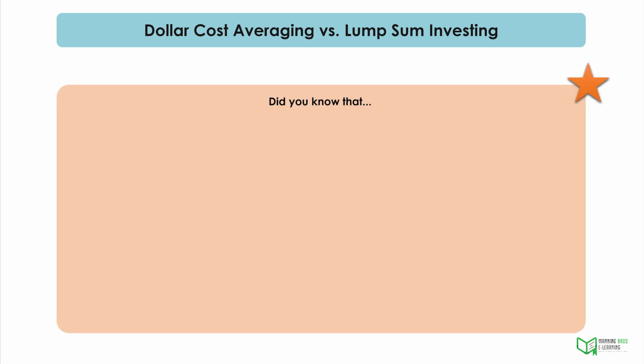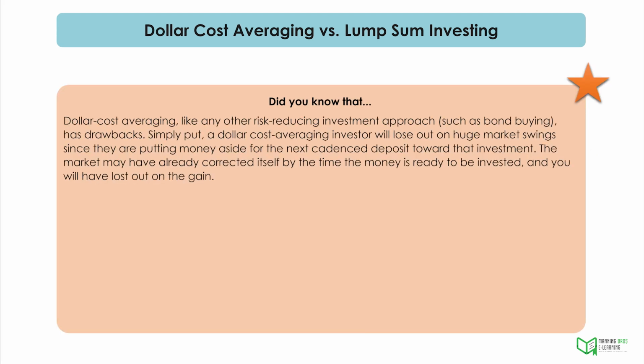Did you know that dollar cost averaging, like any other risk-reducing investment approach, such as bond buying, has drawbacks? Simply put, a dollar cost averaging investor will lose out on huge market swings once they are putting money aside for the next cadence deposit toward that investment. The market may have already corrected itself by the time the money is ready to be invested, and you will have lost out on the gain.